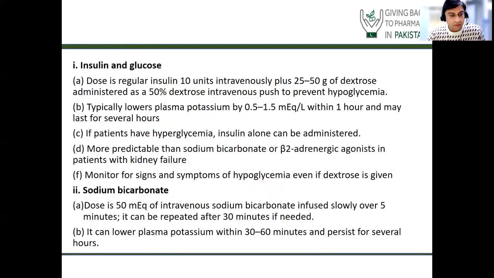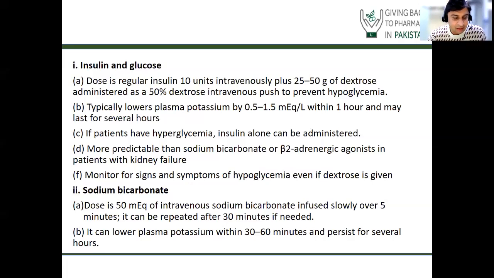So first, in case of hyperkalemia, a medical emergency where the patient is in the emergency room or in the acute care unit, insulin is the first choice, and it is one of the very effective emergency treatments for hyperkalemia. So we give insulin, and when we give insulin, patients will develop hypoglycemia. So to overcome that, we always give insulin along with dextrose.